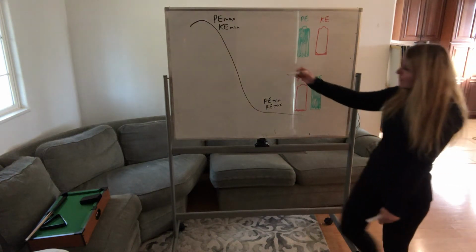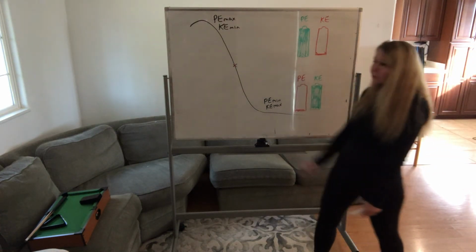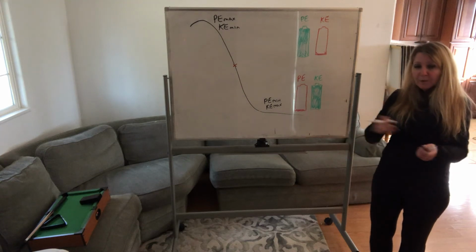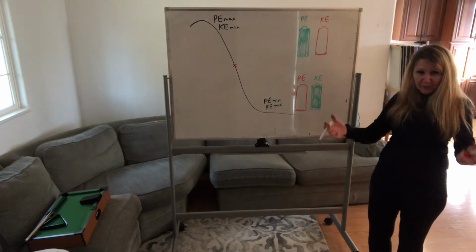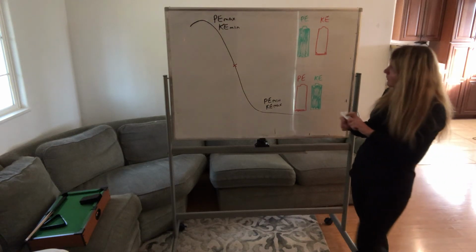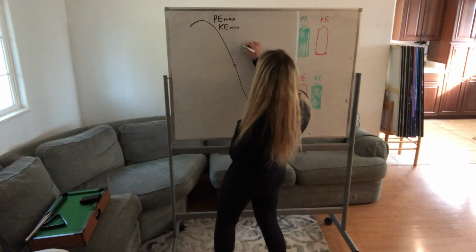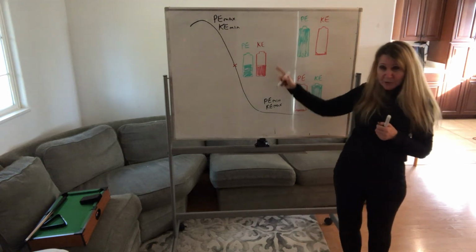So what about halfway down? What about right here, halfway down the roller coaster, halfway down the hill? Conversion is happening, so it's about half and half. So here, the potential energy and the kinetic energy are half charged.